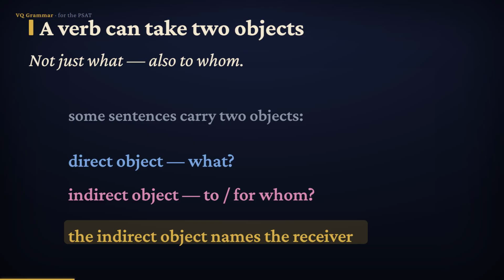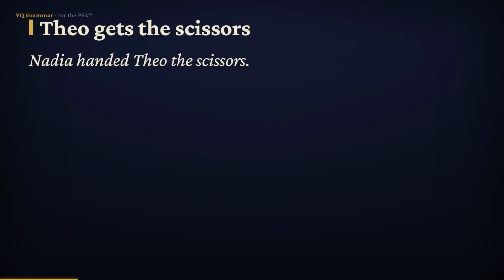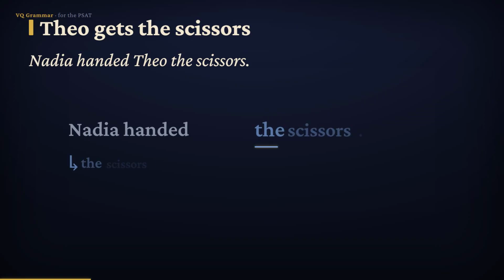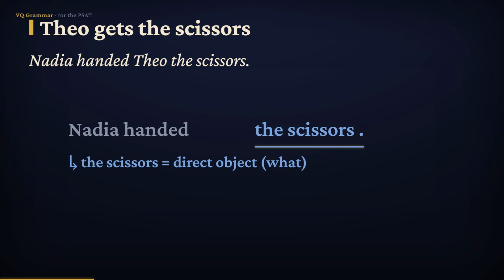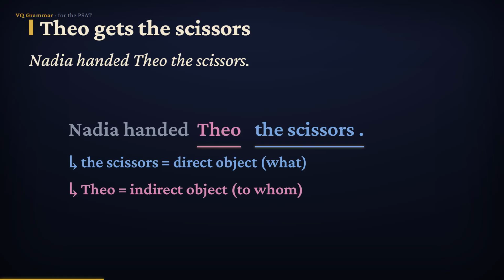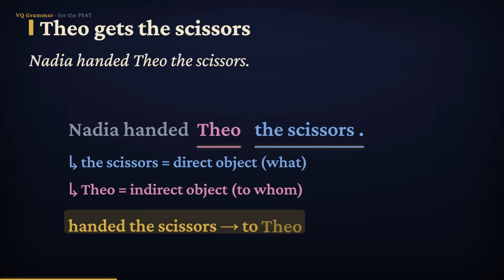Two objects, two questions. Here's the example to hold on to. Nadia handed Theo the scissors. What did Nadia hand? The scissors. So scissors is the direct object, the thing. Now, to whom did she hand it? To Theo. So Theo is the indirect object, the receiver. Notice the scissors are what's handed, and Theo is who gets them. Handed the scissors to Theo.